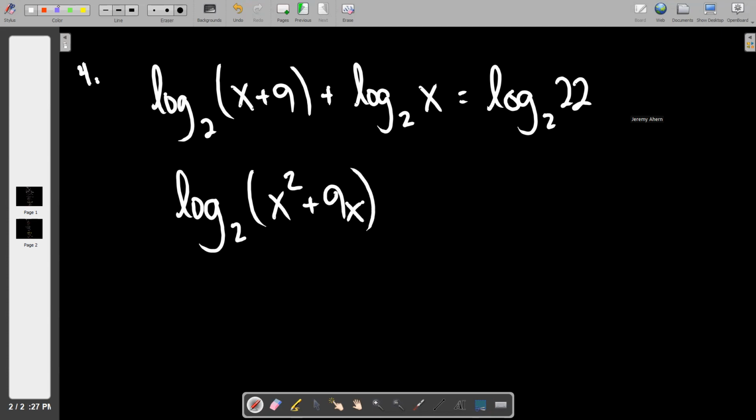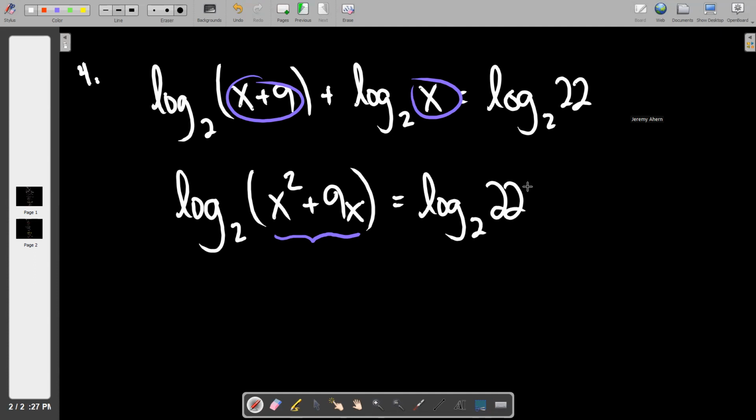This purple thing right here is just the result of multiplying these two purple things, in case you're starting to get drowsy. So that's all that is. And then the right side is unmodified. It is what it is. It's just log base 2 of 22. What's the next thing we have to do?